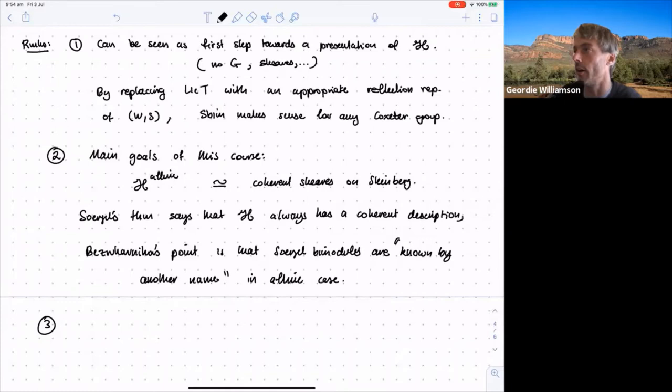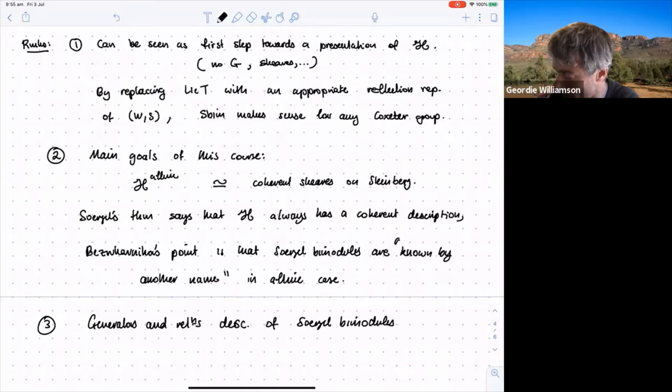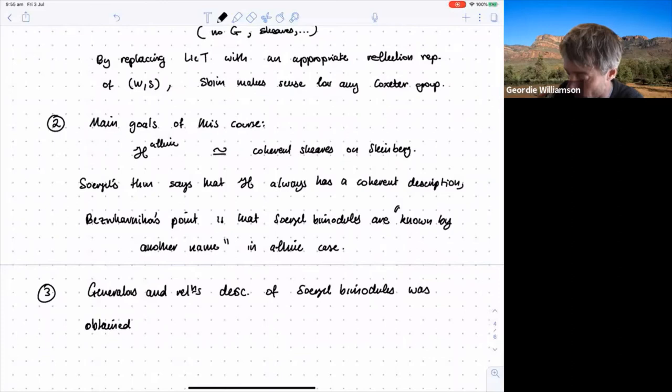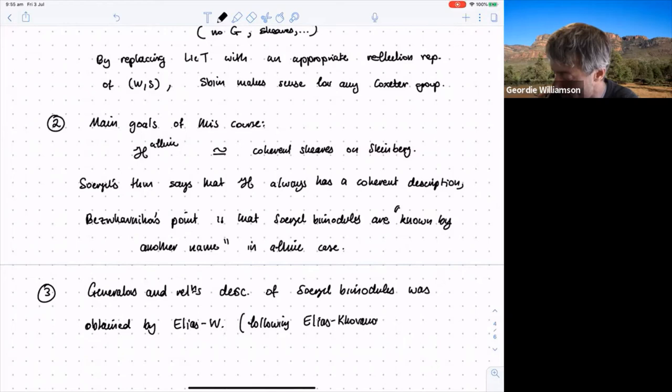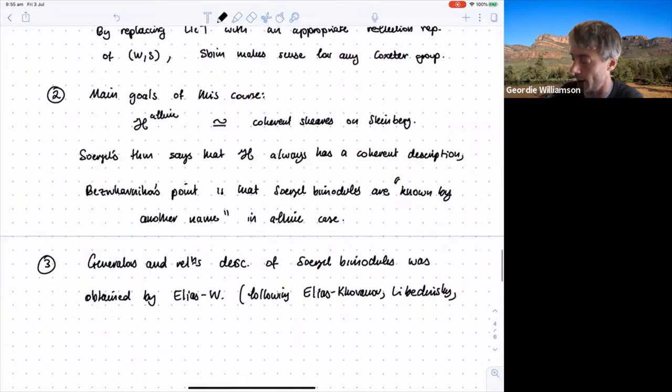And three, a generators and relations description of Soergel bimodules was obtained by Ben and I, following earlier work of Elias, Khovanov, Libedinsky, and Elias. It uses the language of planar diagrammatics.